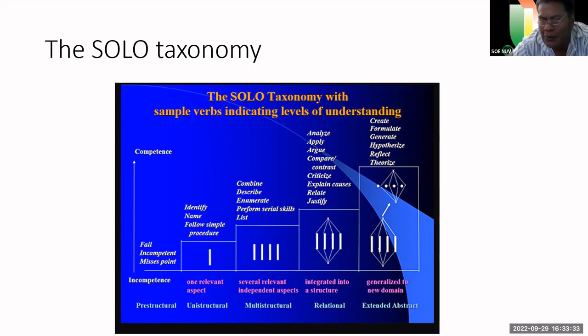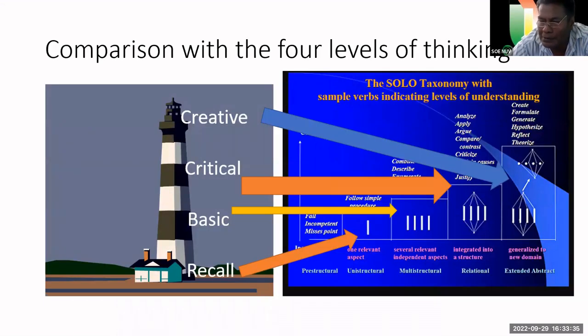So now let's go back and see how they are related to the 4 levels of thinking. Recall is related to unistructural. Basic level of thinking is related to multistructural. And critical is related to relational, and creative is related to extended abstract. And that's why we favor the SOLO taxonomy, because it is closely related and aligned to the 4 levels of thinking in any human being.